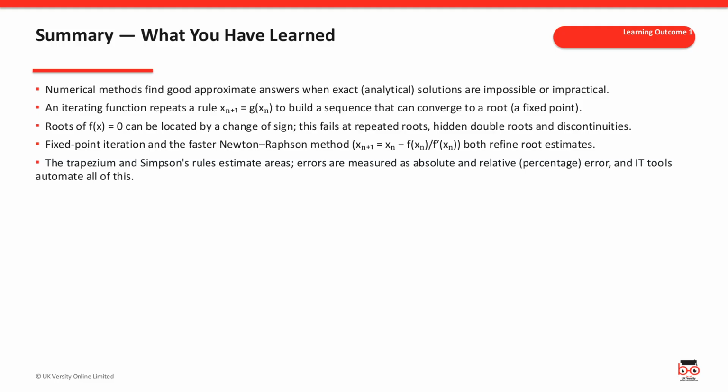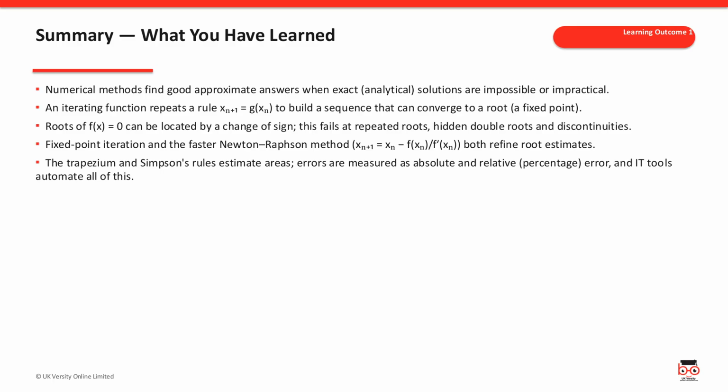Let's gather it all together. Numerical methods give us good approximate answers when an exact solution is impossible or simply not worth the effort. An iterating function repeats a rule, x sub n plus 1 equals g of x sub n, to build a sequence that can converge to a root. You can locate roots by a change of sign, as long as you watch out for repeated roots and discontinuities, and you can refine them with fixed point iteration, or the much faster Newton-Raphson. And to find areas, the trapezium and Simpson's rules do the work, with absolute and relative error telling you exactly how well.